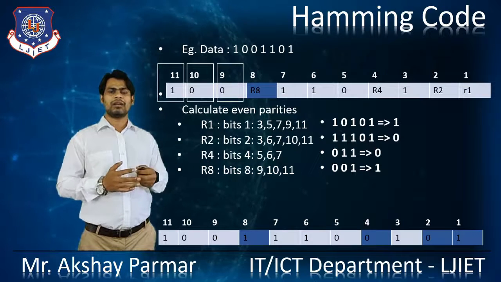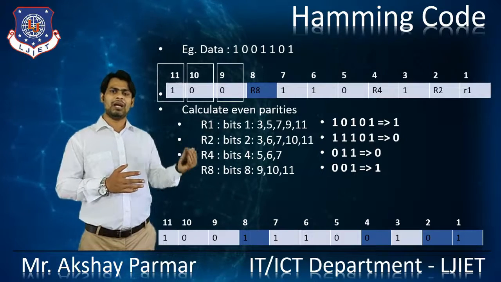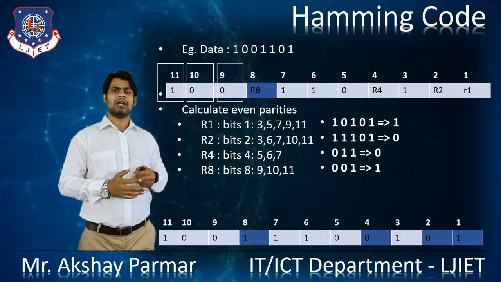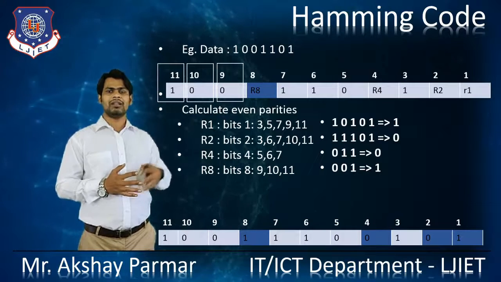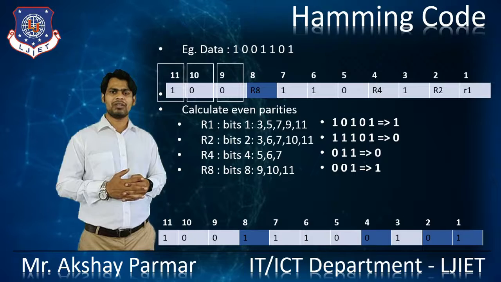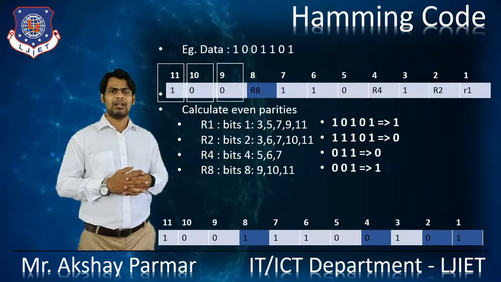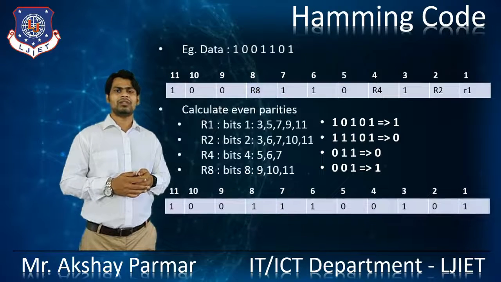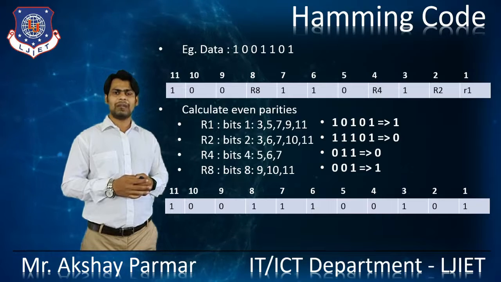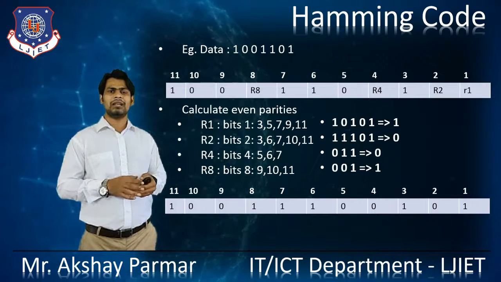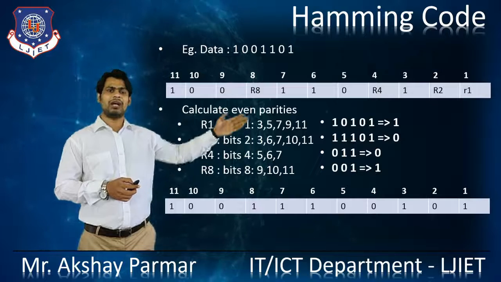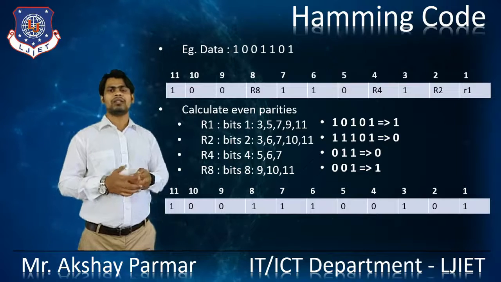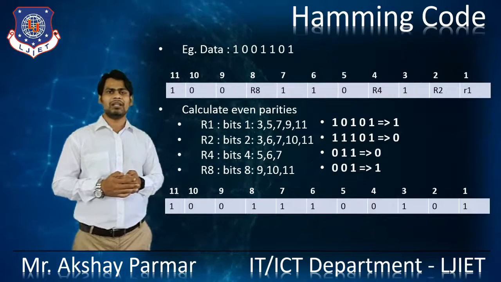So that's how we are selecting the redundant bits R1, R2, R4 and R8, right? To select those redundant bits, we have different bit combinations and we are finding the VRC of them, right? So that's how we are finding the redundant bits in the Hamming code, right? So this is the calculation of the even parity and how we are selecting the redundant bits. We are selecting R1 as 1, R2 as 0, R4 as 0 and R8 as 1 there, right? So that's how we are selecting the redundant bits.